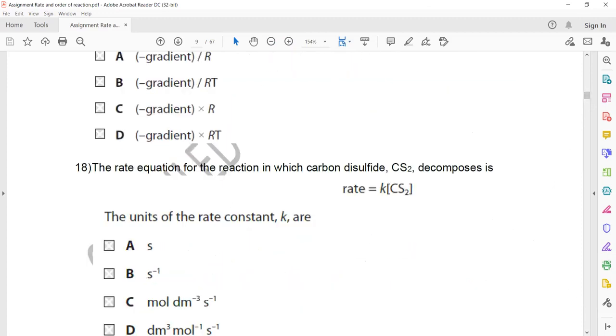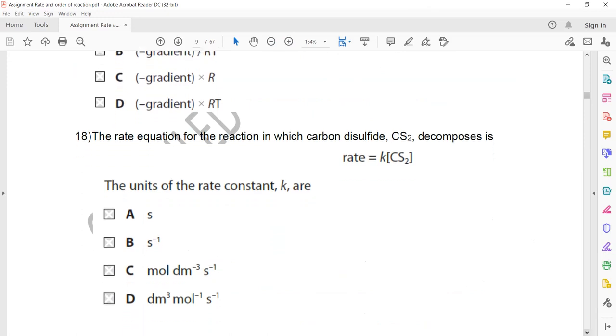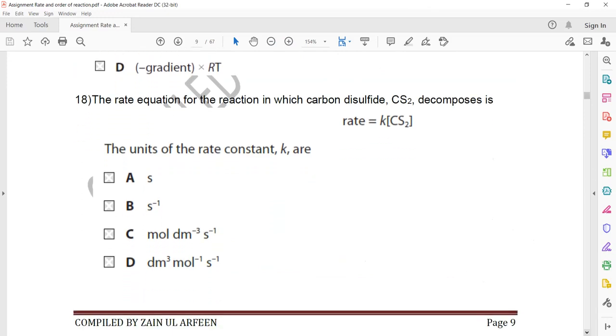The rate equation for the reaction in which carbon disulfide decomposes is given. What will be the unit of k? It's a first order reaction. The unit of rate is moles per dm cubed per second, and the unit of concentration is moles per dm cubed. So when we solve, this will cancel, and it will be 1 over second, or second inverse. That's the right answer.